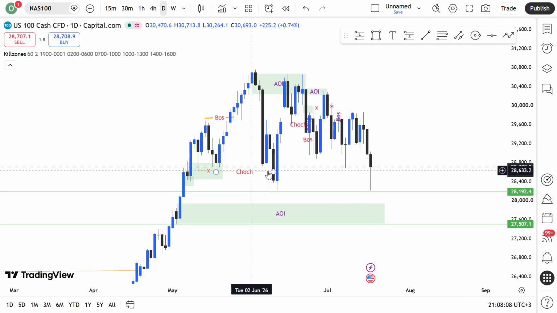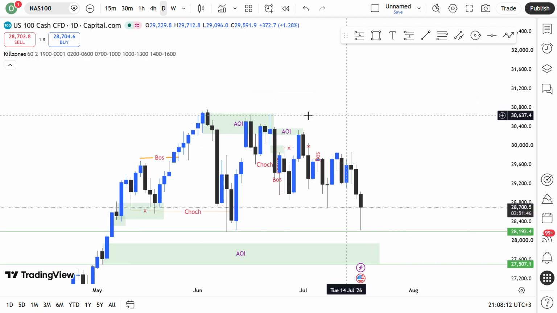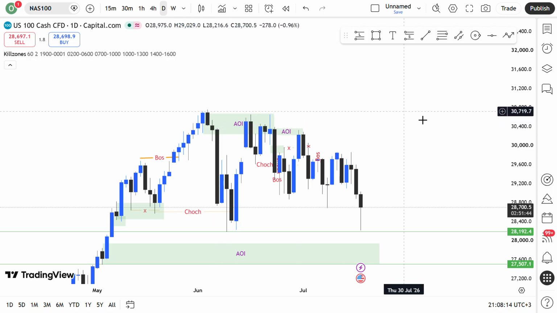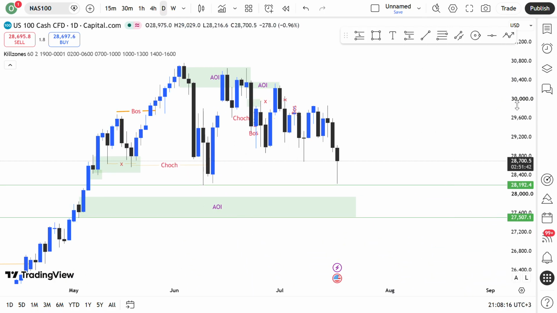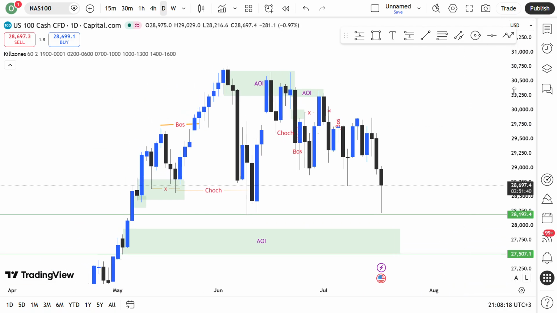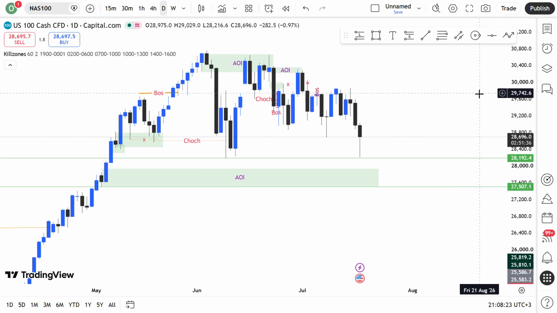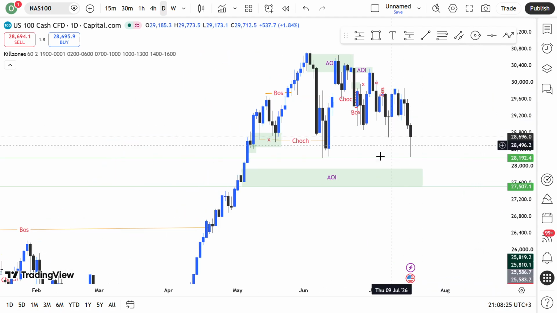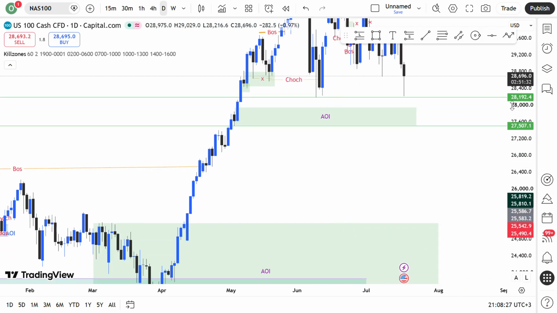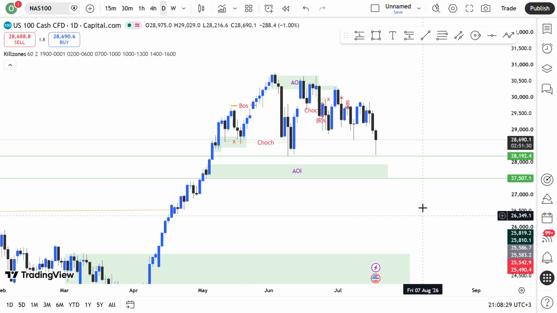So after this decent change of character on this area, the market very quickly reacted from this order block, meaning that we shifted the price direction, and now we are bearish, meaning that we are under a retracement into this discount area that we saw from a weekly time frame.